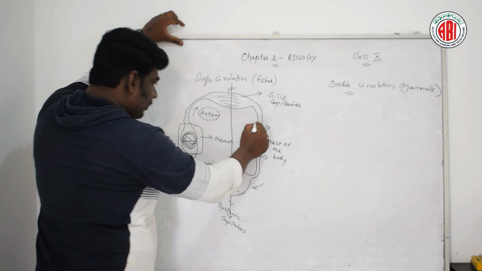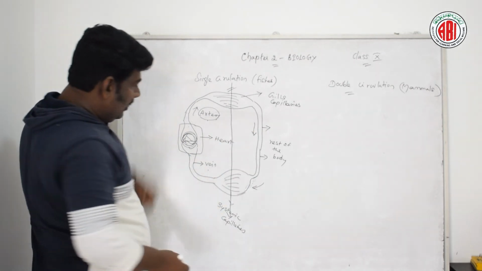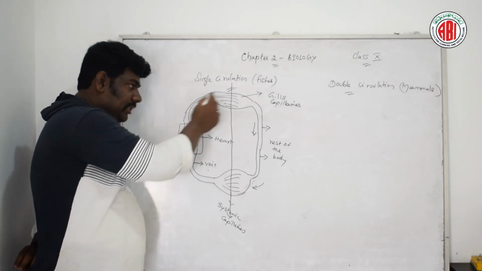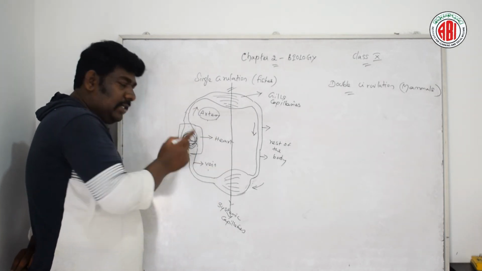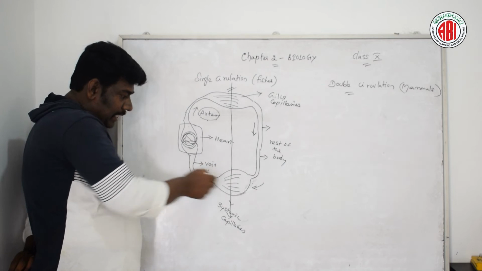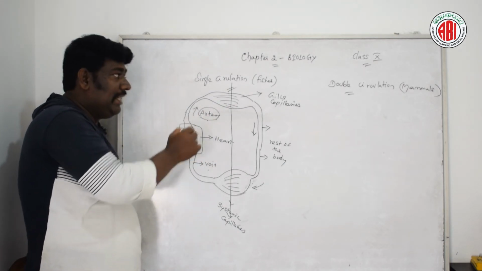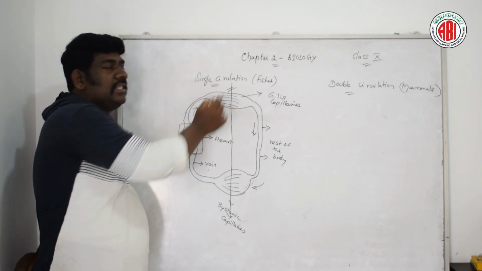So the blood is flowing from this direction. Here one thing we must notice: the blood flows through the heart only once. The blood is collected to the heart, then it is supplied, that's all. Only once the blood is flowing. That is the reason it is called a single circulation.